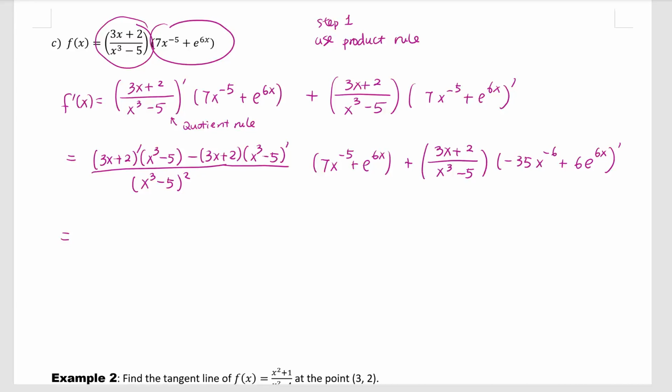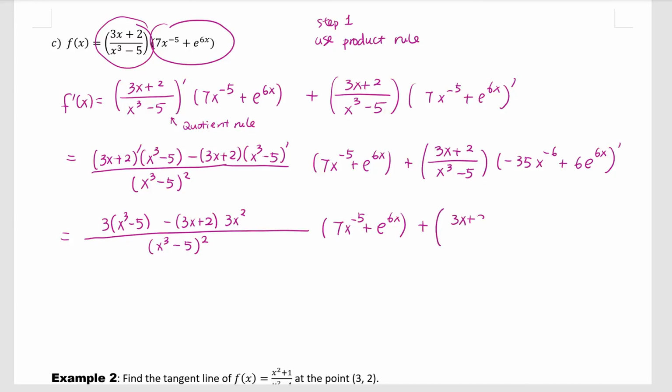Not yet. We still have some factors with a prime. So let's continue. The derivative of 3x is 3. The derivative of x cubed is 3x squared. The derivative of 5 is just 0, okay? So (x³ − 5) squared. And then we have (7x − 5) plus e^(6x), times (3x + 2), times (x³ − 5), −35x^(−6) plus 6e^(6x).